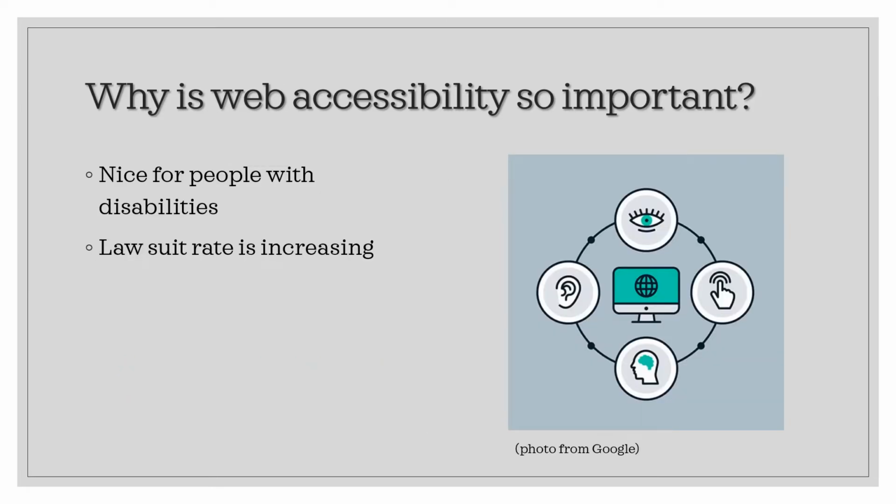And let's talk about why web accessibility is so important. First, it is nice for people with disabilities. Have you ever thought about how people with disabilities browse a website? For example, if a person has color blindness, how can they tell the difference? It will be nice for them if we design our website including their needs.